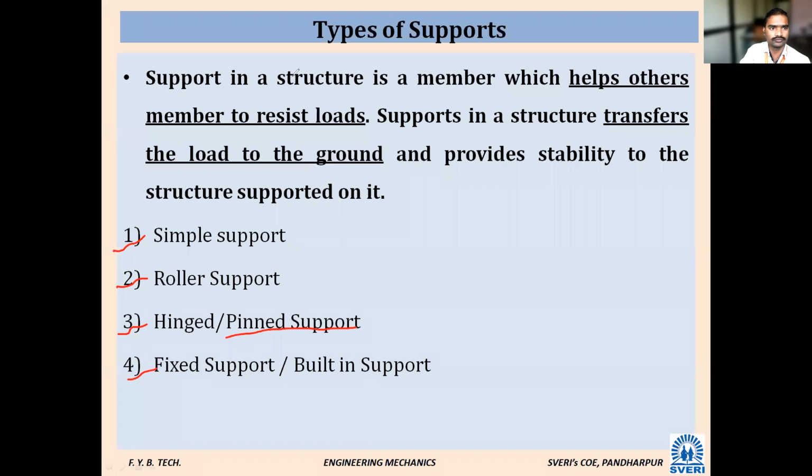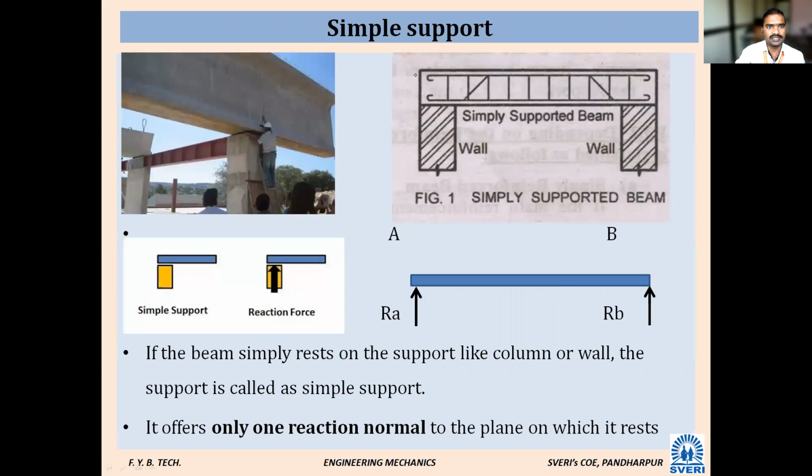Have you written? Yes. See, simple support. How will the simple support be? This is a figure. In the figure, this is a column, correct? On this column, this is a bridge girder, and they are resting. So which type of support is it? The load from the bridge girder will come to the column. That is simple support.